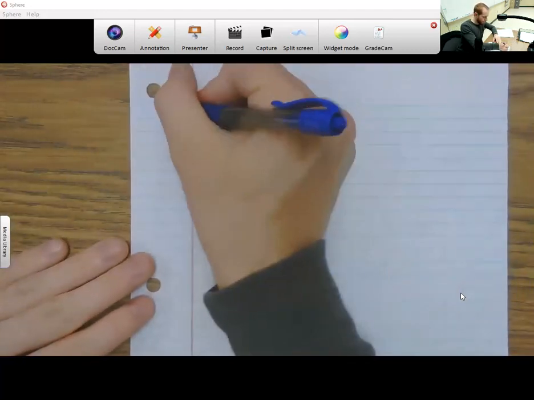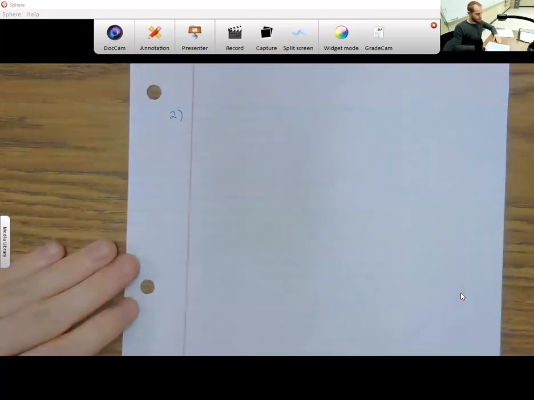Number 2. Okay, so number 2, we're going to look at the graph. We're going to take down the 2 points, and then we're going to feed them into the formula to figure out what the slope is.